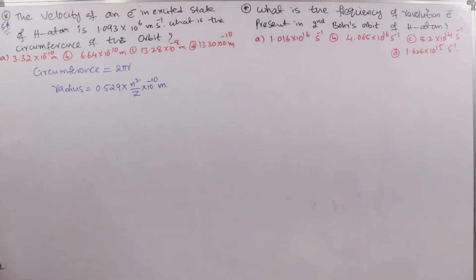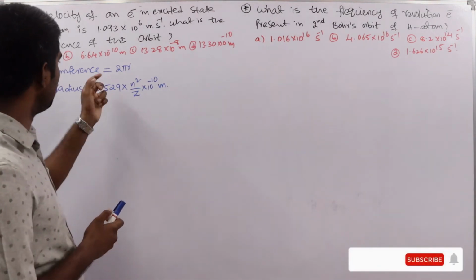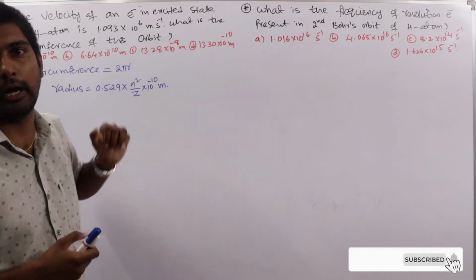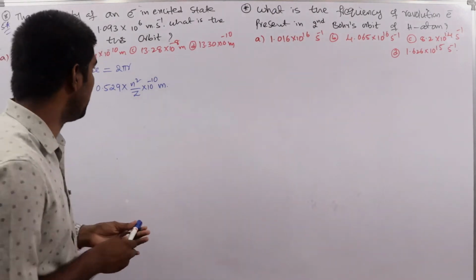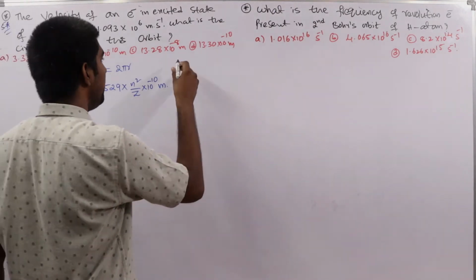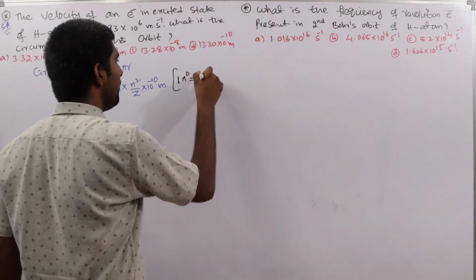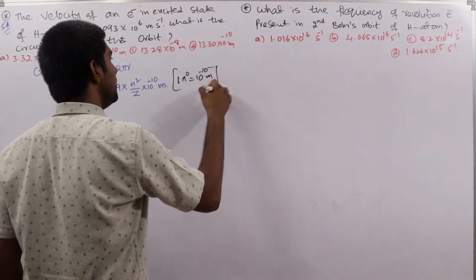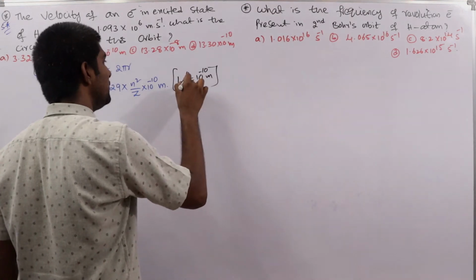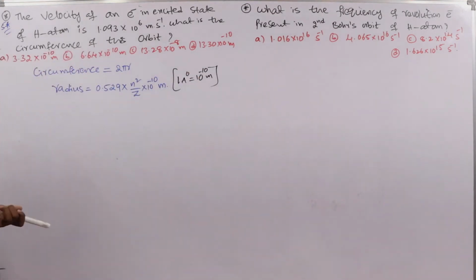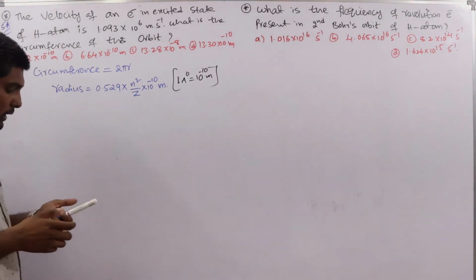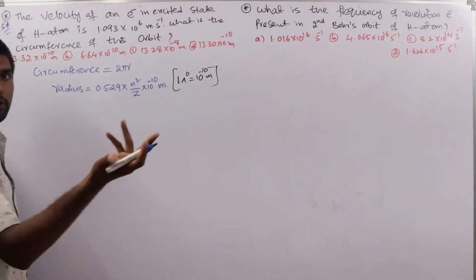Actually, in the original formula it is 0.529 into n square by z angstrom. But 1 angstrom is equal to 10 power minus 10 meter. Yes or no? So that's why here we are converting this angstrom into meters. Directly I am writing here.